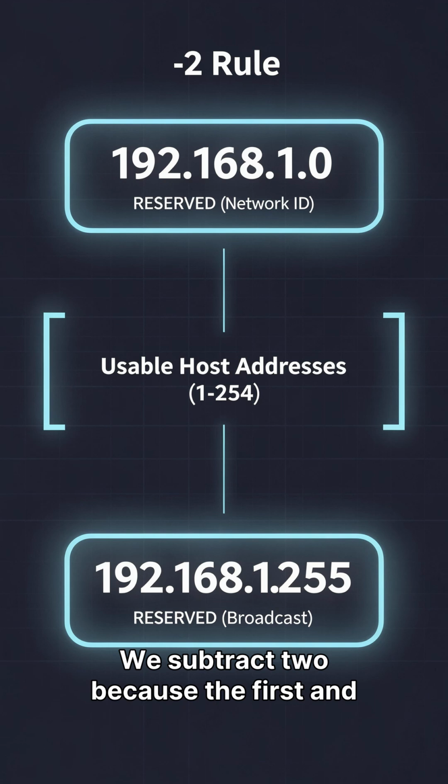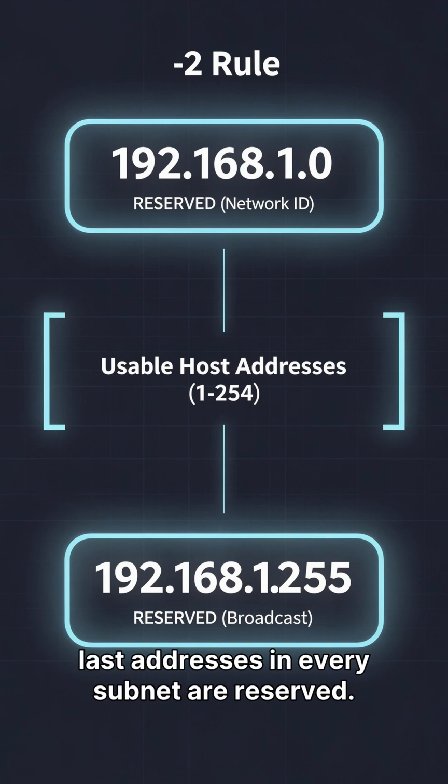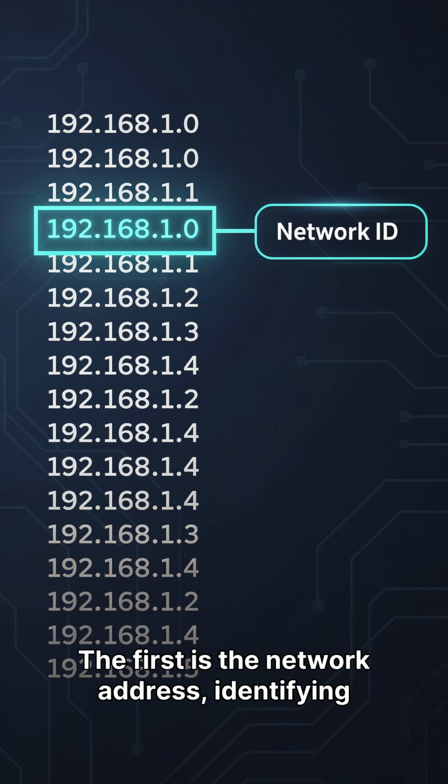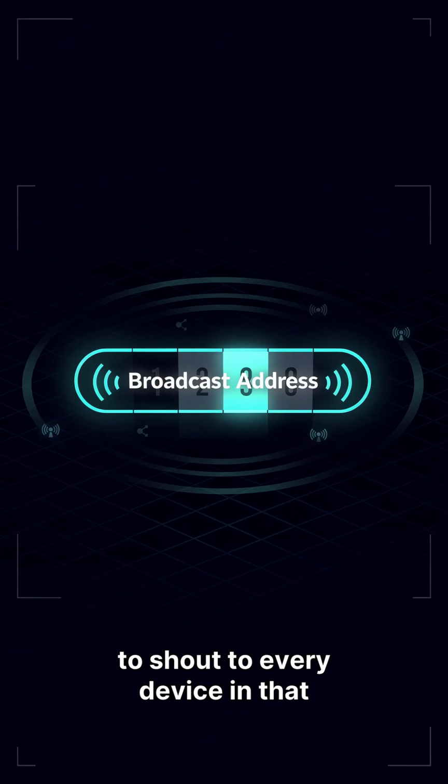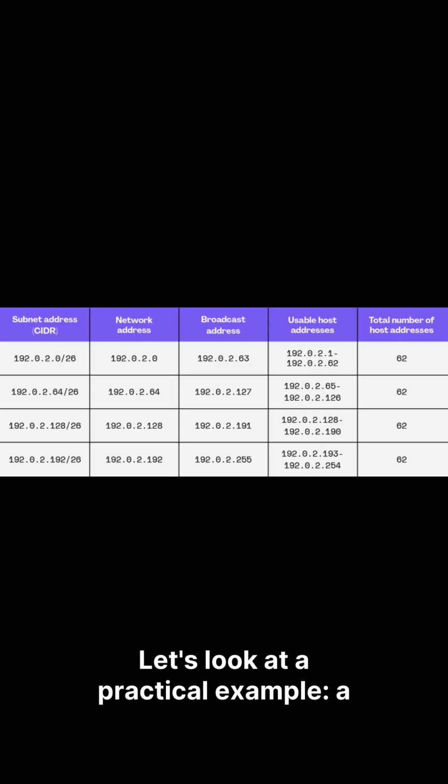We subtract 2 because the first and last addresses in every subnet are reserved. The first is the network address, identifying the subnet itself. The last is the broadcast address, used to shout to every device in that group. Let's look at a practical example.